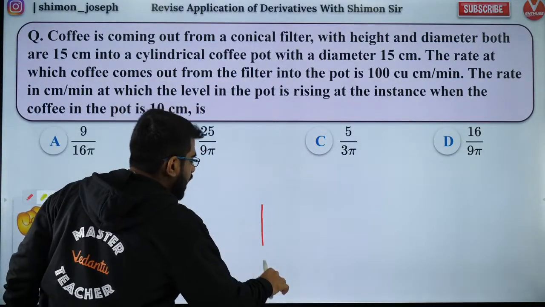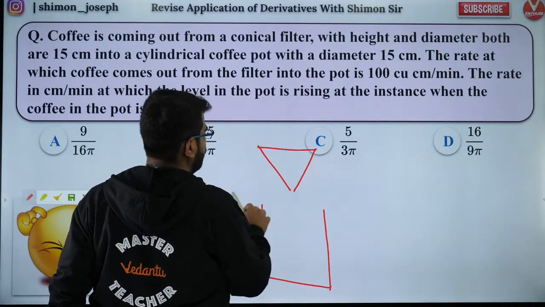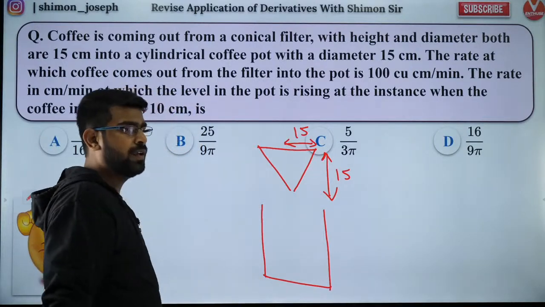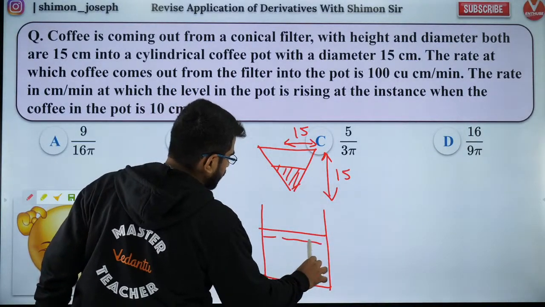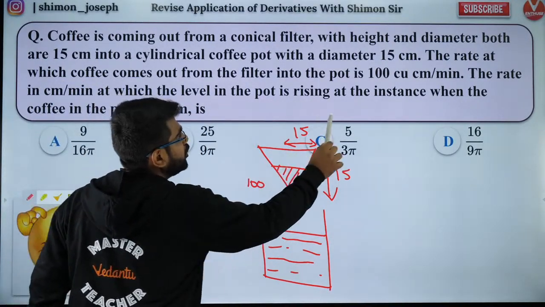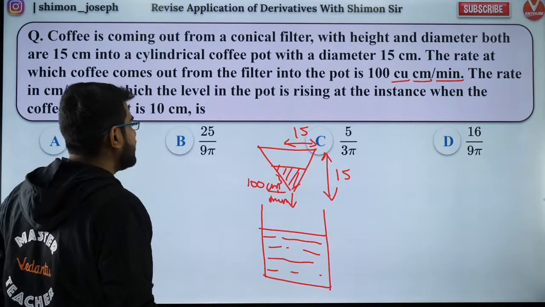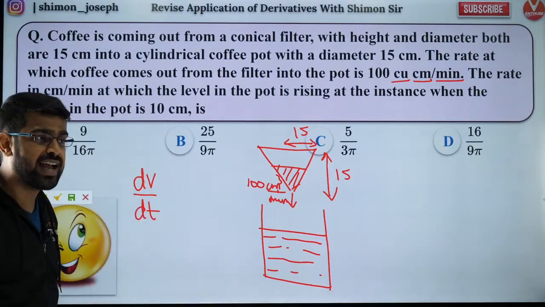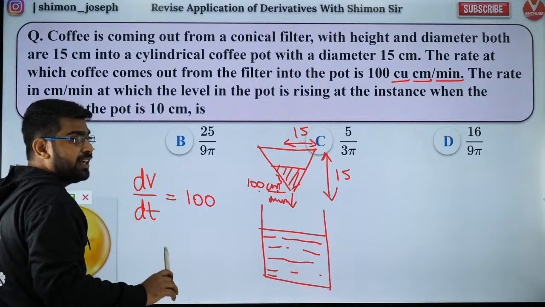So people, you have a cylindrical beaker in which the coffee is pouring, and on top of that you have a conical flask which has the coffee. The radius is 15 and the height is also 15, and that is information which is not at all needed. Are you all clear? Now the coffee from the flask is pouring onto the beaker at a rate of 100 cubic centimeter per minute. That is nothing but dV by dt, the increase in volume of coffee in this beaker, equal to 100 centimeter cube per minute. Did you all get that?